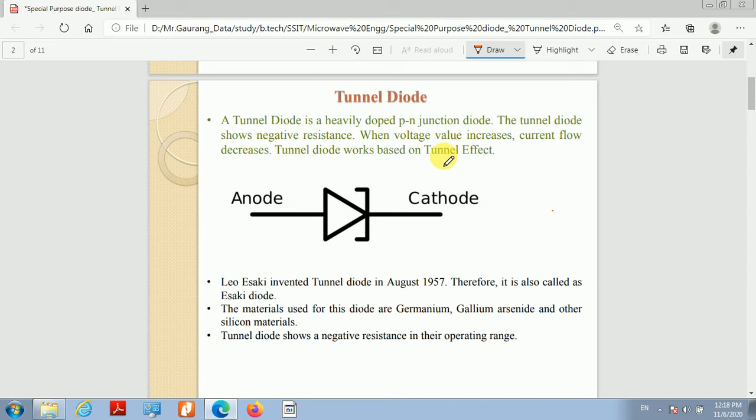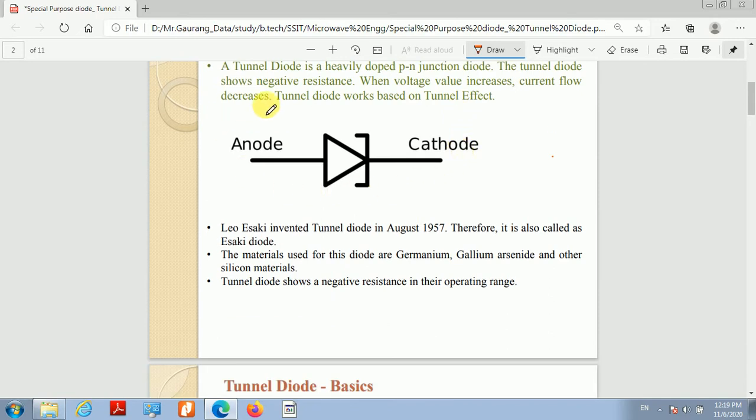characteristics similar to Gunn diode. जैसे हमने देखा था कि गन डायोड में नेगेटिव रेजिस्टेंस कैरेक्टरिस्टिक्स थी, similarly tunnel diode also shows the negative resistance characteristic, and because of that the tunnel diode can be used as a amplifier and oscillator. So what do you mean by negative resistance? So if we increase the voltage, the current will decrease. Okay, and this tunnel diode works on the tunnel effect.